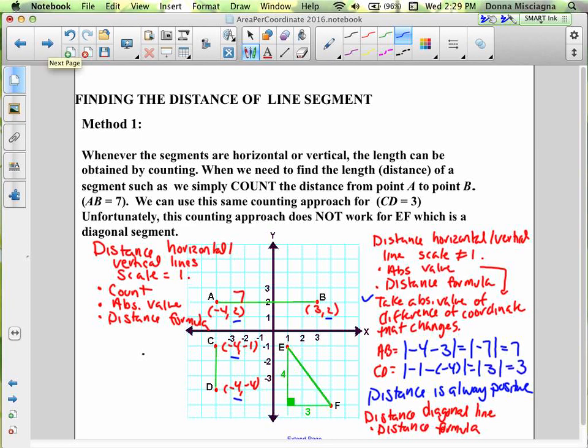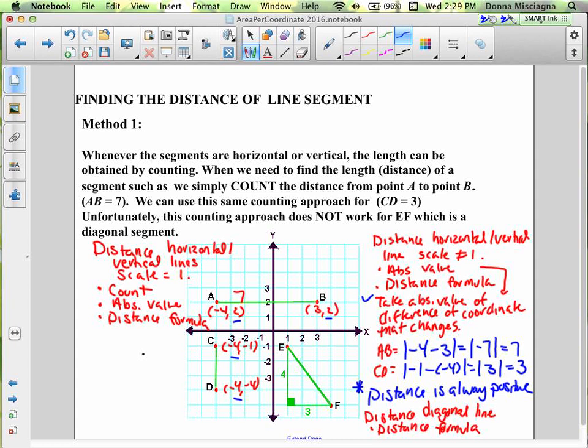Now you might wonder, why did I take the absolute value? Why couldn't I just subtract? The reason is that distance is always positive. There's no such thing as negative distance. Right? Whether I walk 7 feet to the right or 7 feet to the left, I've still walked 7 feet. Right? So there's no such thing as negative distance. The absolute value makes sure that our answer is going to be positive.